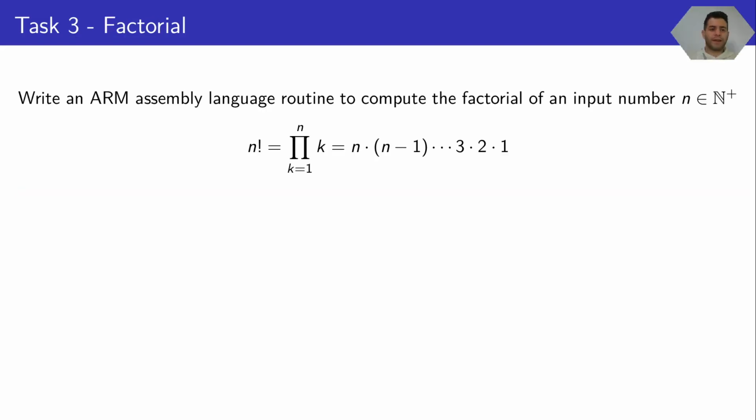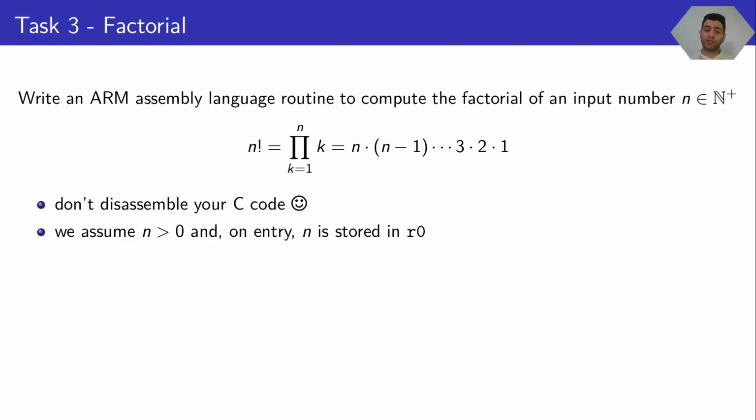Easy. Task 3. Write an ARM assembly program that is able to compute the factorial of an input number n. So please don't look at the solution, don't disassemble your C code. We assume that n is already greater than 0, so don't check anything about n. N is greater than 0. N is stored into R0 when you start your program, and you can use R1 for the loop counter.